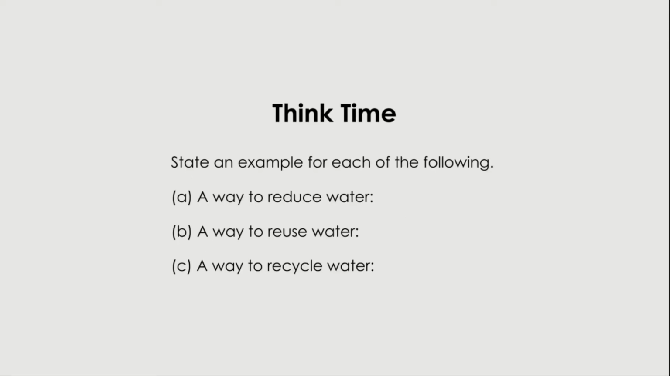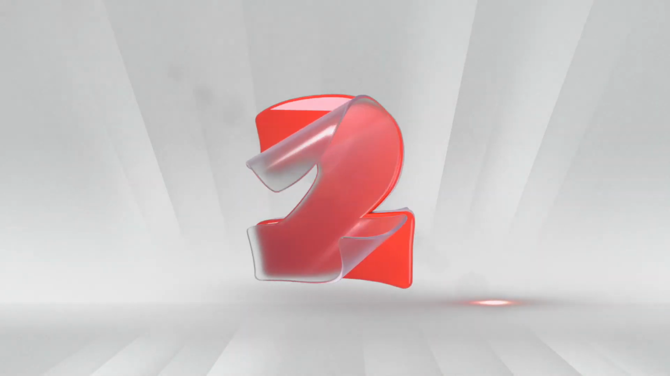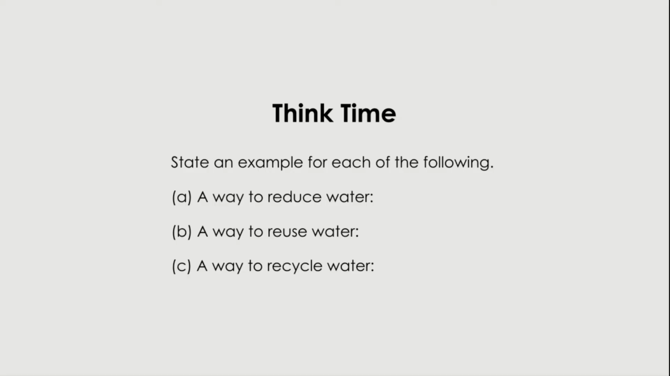State an example for each of the following: a way to reduce water, a way to reuse water, and a way to recycle water. So pause this video and have a think. One way we can reduce water is to take shorter showers, for example. That way we can reduce the amount of water that we use when we take a shower. A way to reuse water would be to use water that we used to wash vegetables to water the plants instead. A way to recycle water would be to purify water from our households to have pure, clean water again. So we can recycle water.